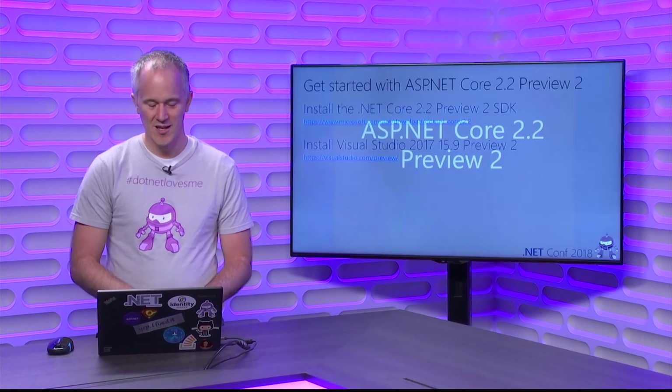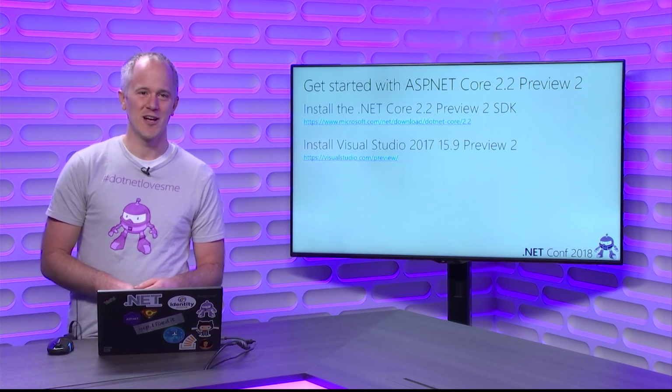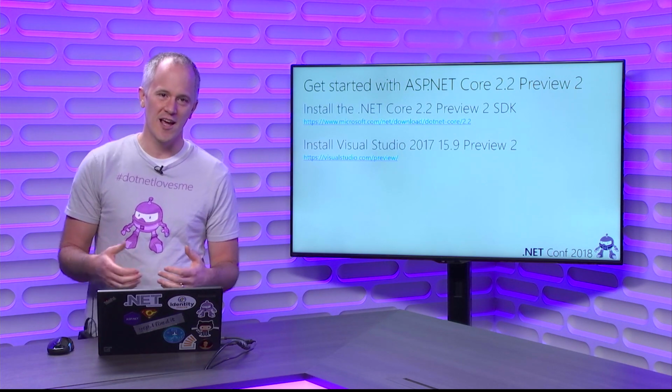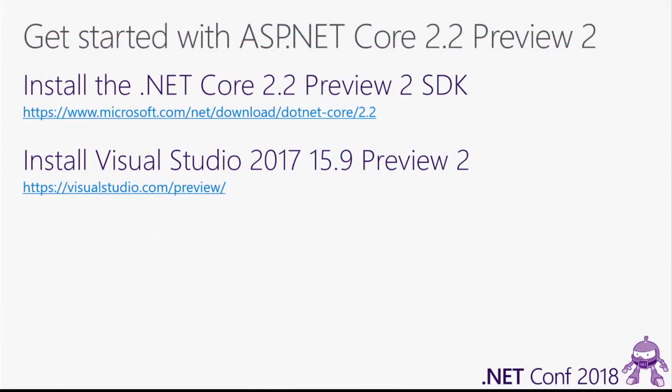To get started with ASP.NET Core 2.2 Preview 2, you're going to want to go and download and install the latest .NET Core SDK, the 2.2 Preview 2 SDK. You can get that from the .NET website and install the Preview 2 version. If you are on Windows and you're using Visual Studio, you're going to want to get the latest preview release version of Visual Studio 2017. That would be 15.9 Preview 2. You can get that from visualstudio.com/preview. Or also, if you already have the preview channel installed, you can just update to the latest release.